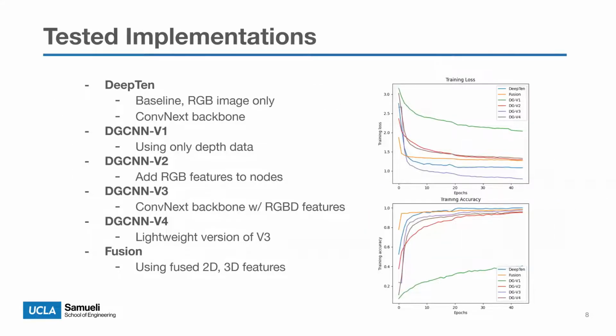We tested a variety of different implementations, so 6 representative networks here. The first is our RGB-only baseline using the Convex backbone. We also tested 4 separate DGCNNs: one which uses only the depth data, one which incorporates RGB features for each node, one which incorporates the features from the Convex backbone along with RGB-D features, and finally, one lightweight version of the third DGCNN, which has far fewer parameters. And the last network is the 2D, 3D fusion network.